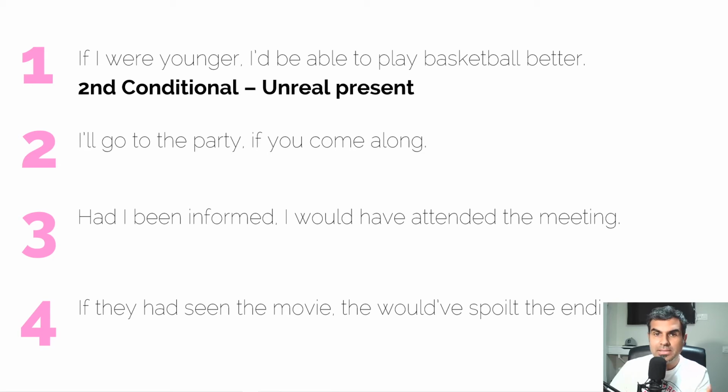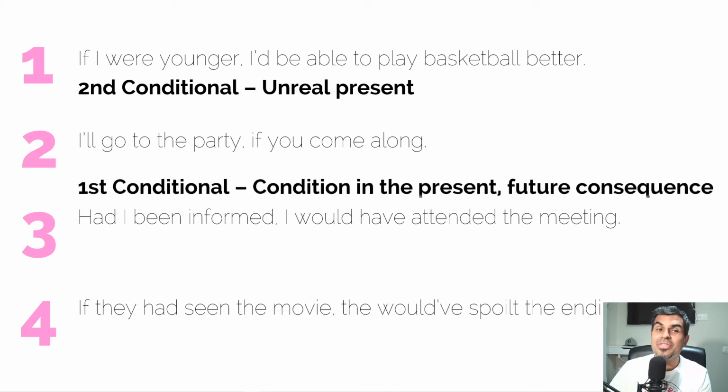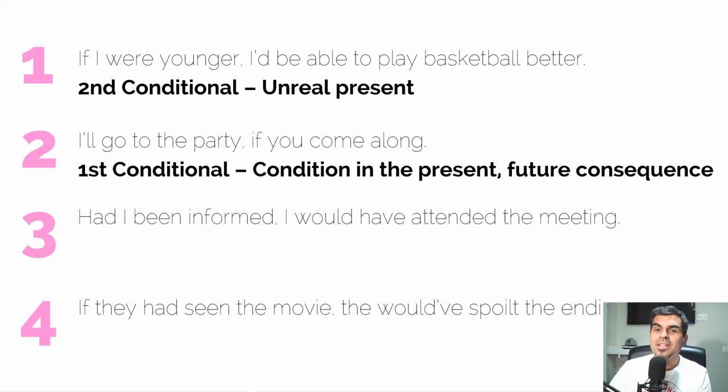So let's analyze our if clause. If you come along, it's a present simple tense. That means if we're using a present simple tense, there might be a future consequence. When does that happen? In the first conditional. The condition in the present is if you come along, and the future consequence is I'll go to the party.